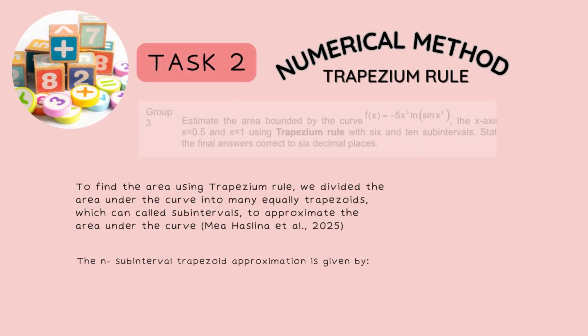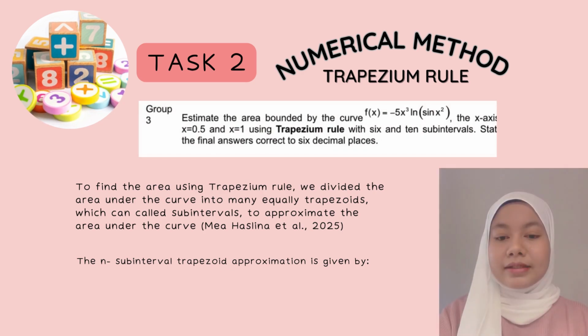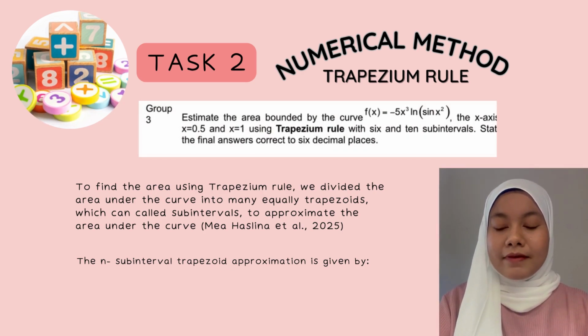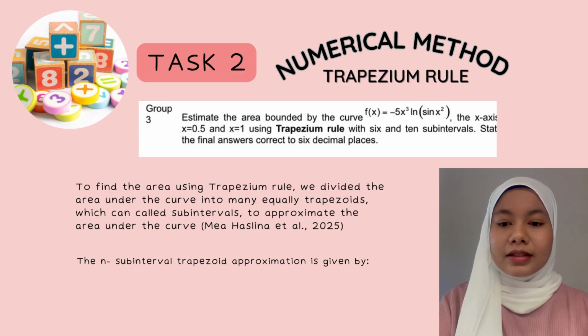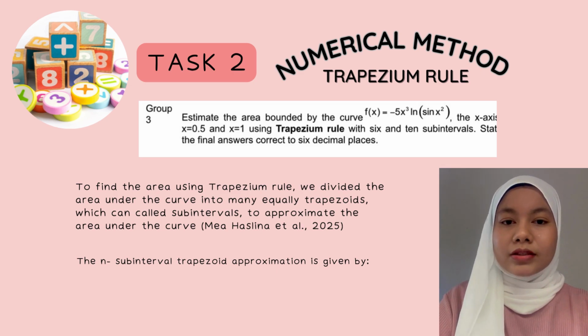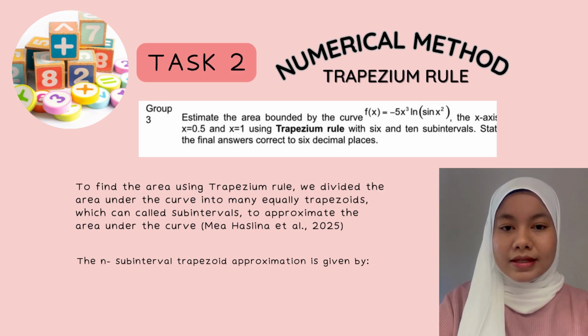Task 2, numerical method. The question is to estimate the area bounded by the curve f(x) equal to negative 5x cubed ln sine x squared, the x-axis, x equal to 0.5 and x equal to 1, using the trapezium rule with 6 and 10 subintervals. State the final answers correct to 6 decimal places. To find the area using the trapezium rule, we divide the area under the curve into many equal trapezoids, which we call subintervals, to approximate the area under the curve.